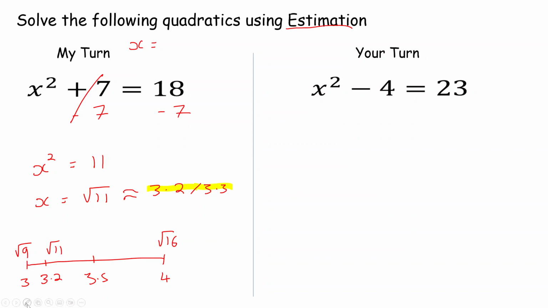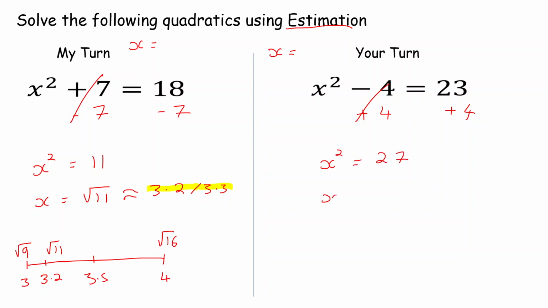Okay, so on to the your turn. Very, very similar. Again, you're solving this, you want to find the missing variable. You want to get x on its own. And you've got x squared take away 4. Let's begin by adding 4 to both of these sides, to eliminate that minus 4, they cancel. And we're going to be getting x squared being equal to 23 add 4, which is 27.